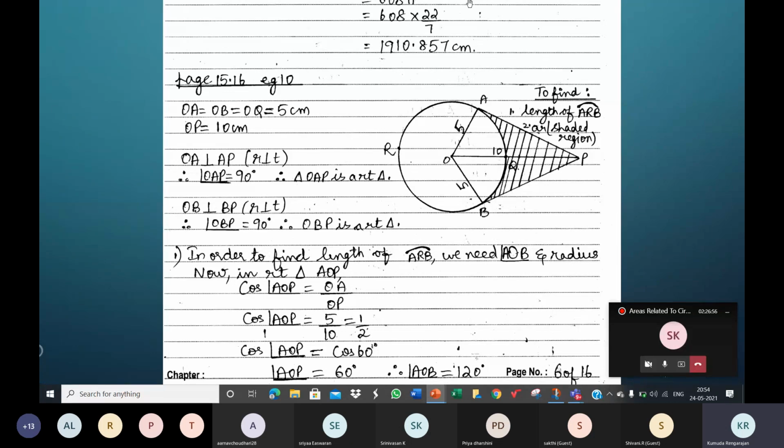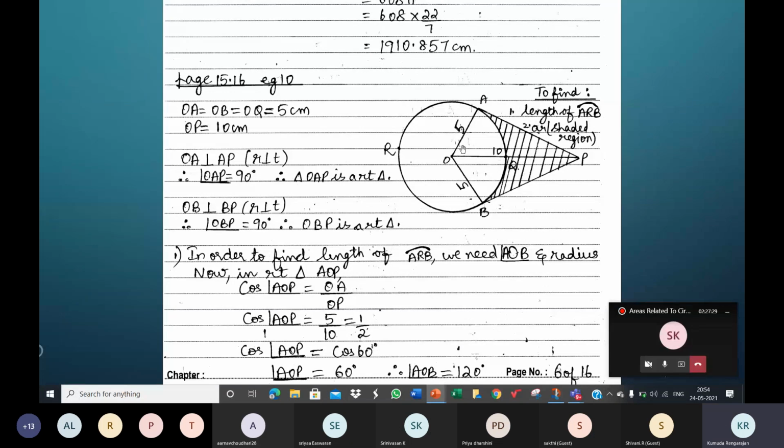So here the two sides are OA and OP. Which is the angle that we have to connect? This angle, because we're interested in finding this angle, with the help of which you can find the whole angle AOB. So let's connect this angle with 5 and 10. Now, which is the hypotenuse? This is the right angle, so OP is the hypotenuse.